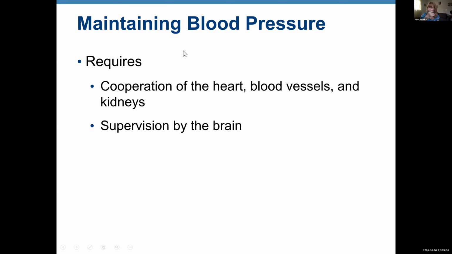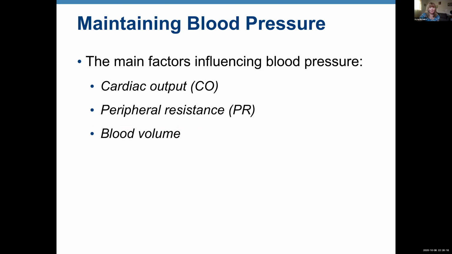Now, blood pressure, the same as any other parameter in your body, needs to be constant, needs to be regulated. So we want to maintain the blood pressure. We don't want our blood pressure going up and down, all right? We want it to be within narrow limits. And this requires cooperation of the heart, blood vessels, and kidneys, and supervision from the brain. So what influences blood pressure? Cardiac output, peripheral resistance, and blood volume.